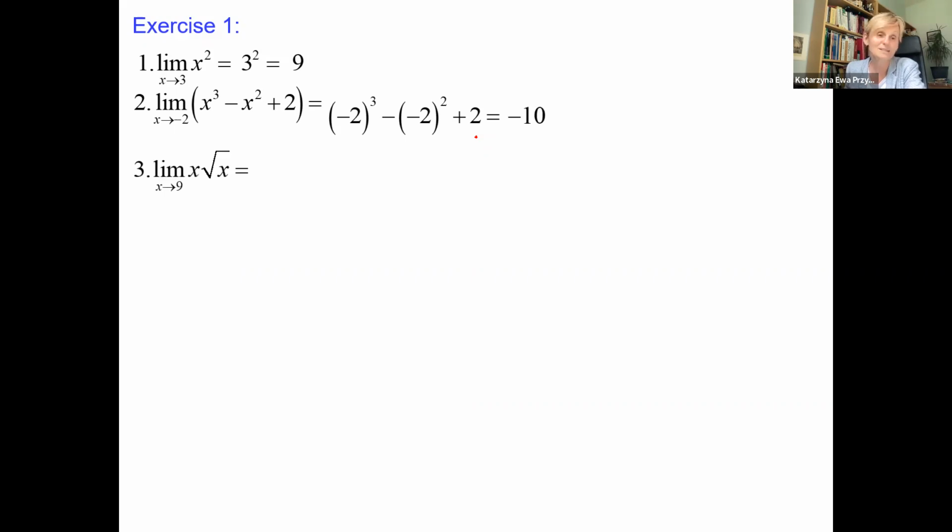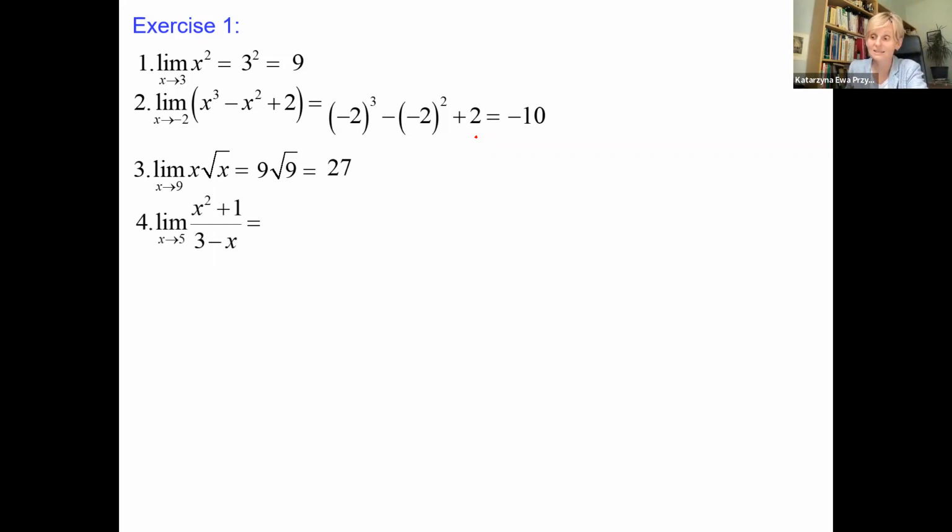x times square root of x, both of the functions are continuous and they are defined at 9, direct substitution. This will be the value 27. Yeah, wherever the function behaves, the function will approach that value, that height, 27.